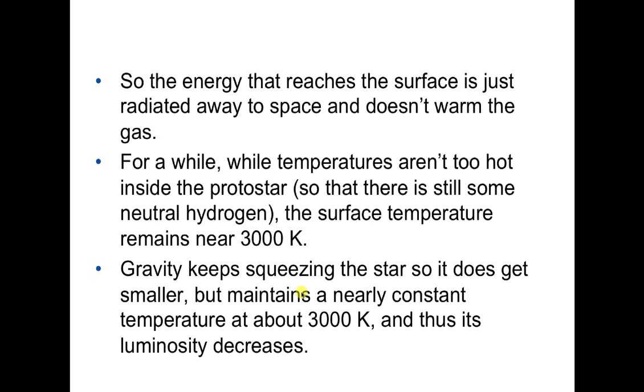Thus its luminosity decreases. Again, because the interior is a little bit warmer than 3,000, we've got these negative hydrogen ions, and they, in a sense, don't allow that visible light to reach the surface to warm the surface. Instead, they absorb that visible light below the surface, carry the energy upward, and release it at the surface. And so, in a sense, those negative hydrogen ions keep the surface from getting warmer than about 3,000 Kelvin.